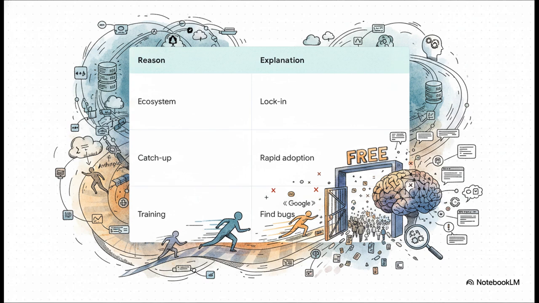And finally, training the product. Every workflow, every bug report, and every prompt you enter teaches Google exactly how people use AI agents in the real world. That lets them improve their systems significantly faster than they ever could in a closed lab.